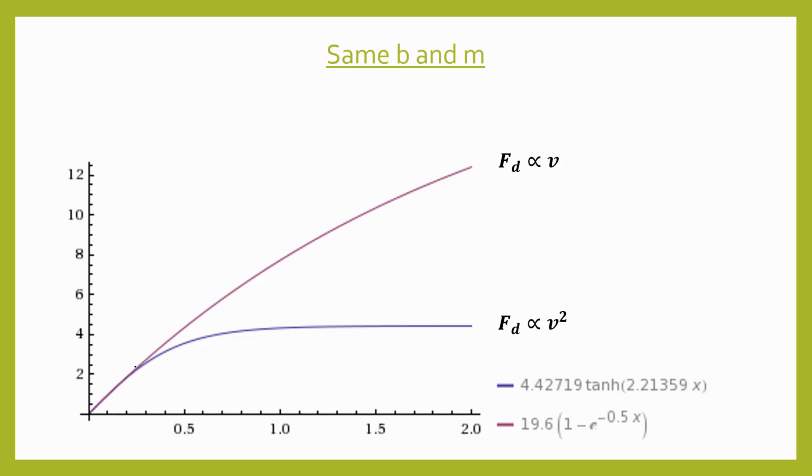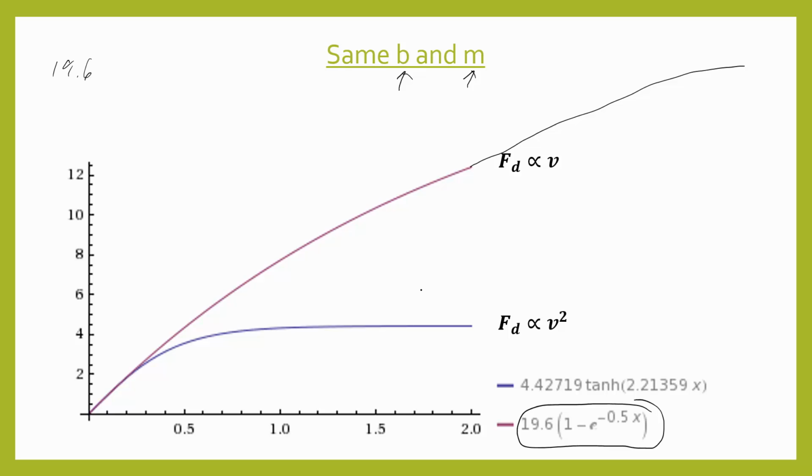If it's proportional to v, this keeps on going, and if you look at the equation here that I plotted, this is heading all the way for 19.6, so this is going to keep on going all the way up there until 19.6. So you end up with more drag, obviously, if it's proportional to v squared. If you have the same b value and the same mass, then this is kind of how things work out.